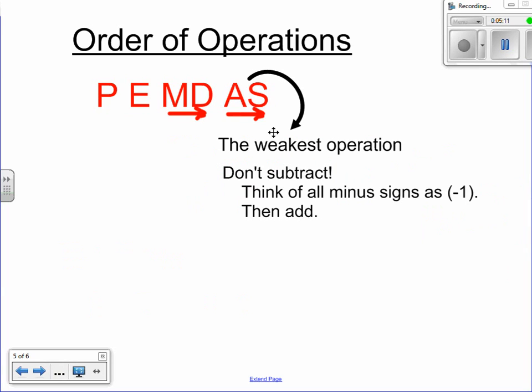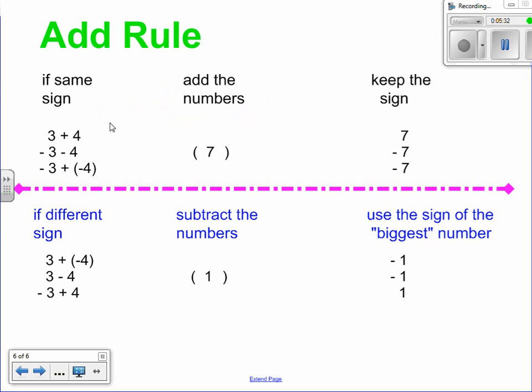Let's talk about addition and subtraction. That's the weakest operation. By the way, don't subtract. Then you won't have to worry about it as it occurs left to right, because think of all minus signs as -1 times whatever it is. Then just add. Like this. Here's the add rule.